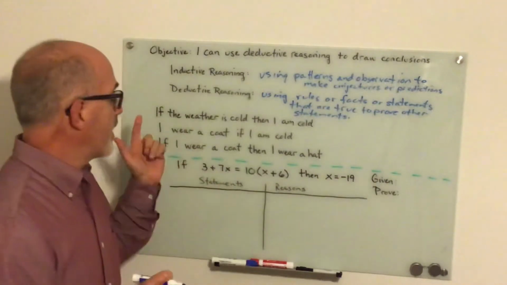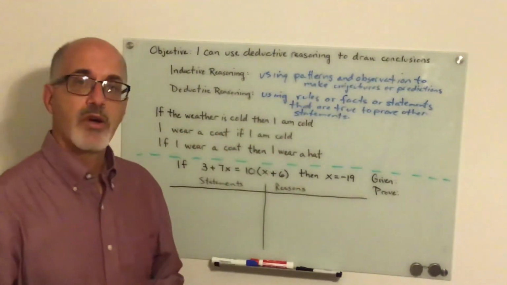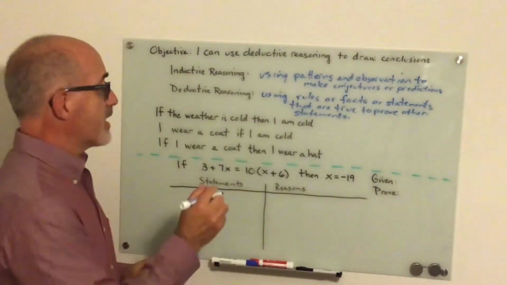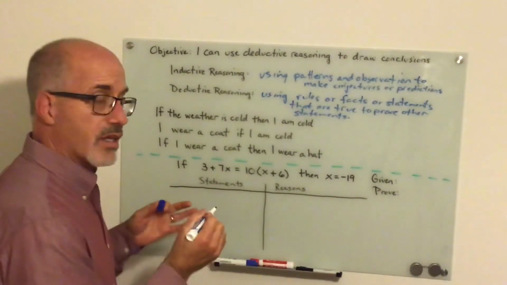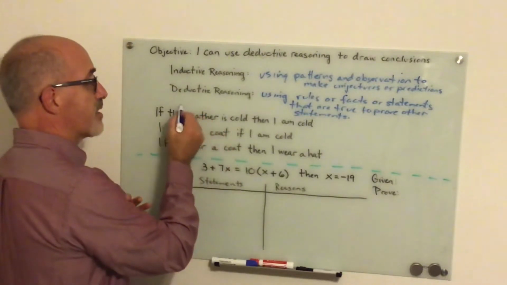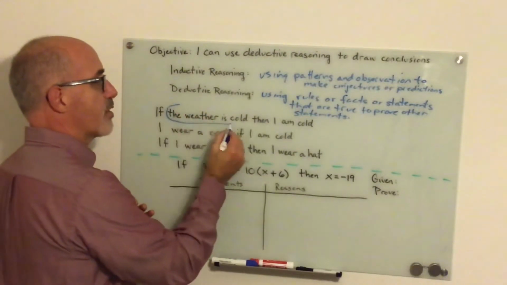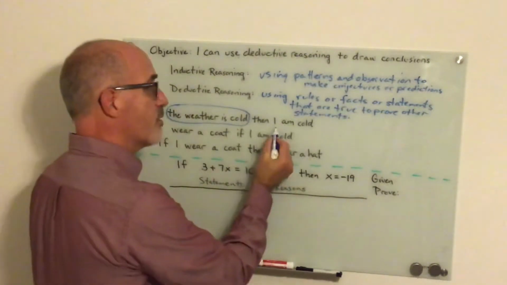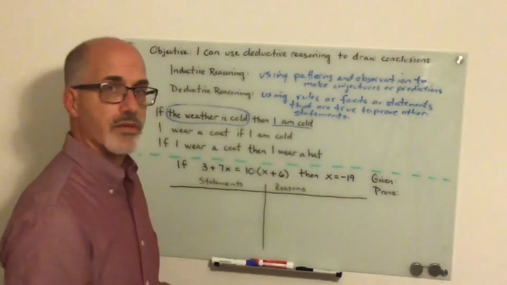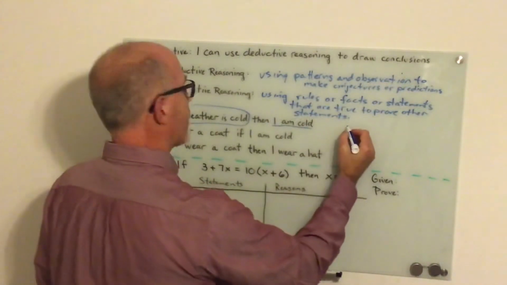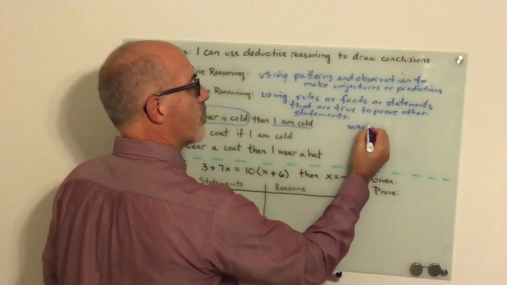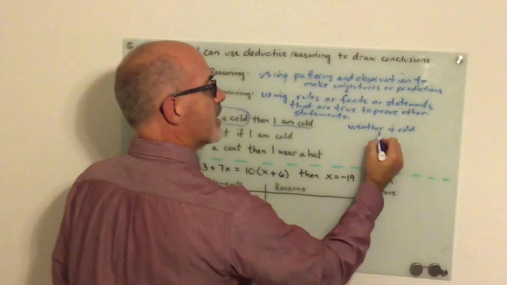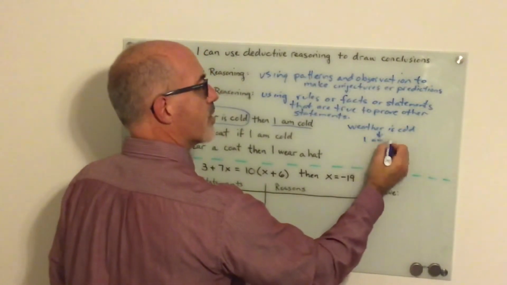If I had the statement, if the weather is cold, then I am cold, okay? This is called the hypothesis, the part that comes after the if. This part, the weather is cold, is our hypothesis. The conclusion I draw is that I am cold. So how I would write that is, weather is cold leads to me saying that I am cold.